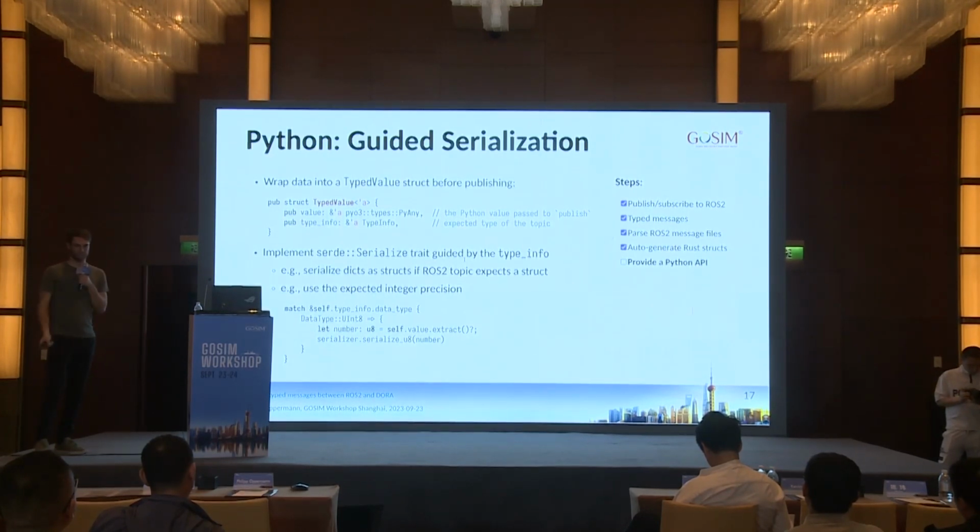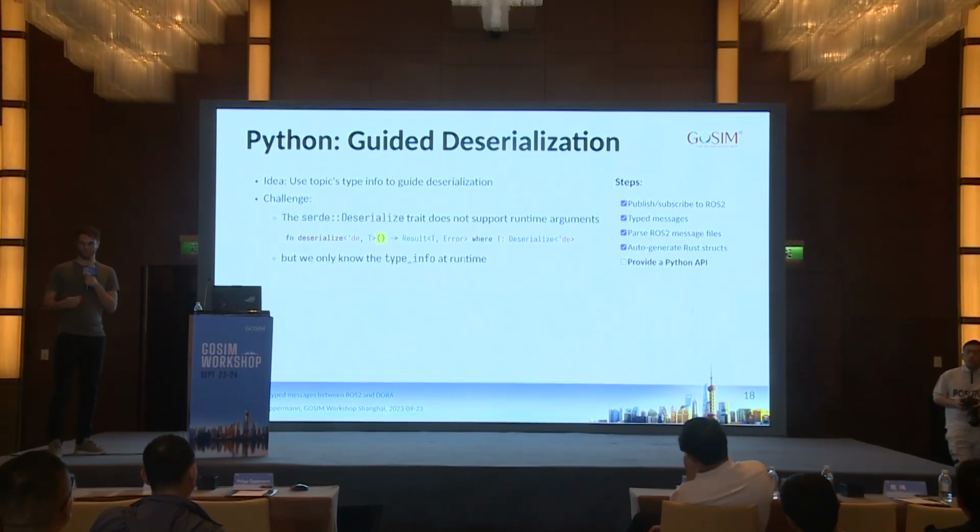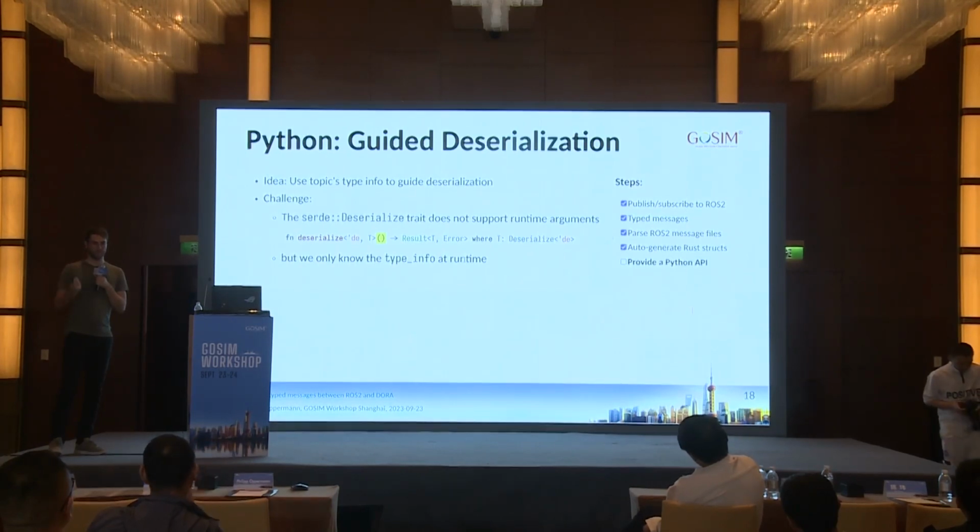Another example is integer precision, because in Python you only have one integer type, but for ROS2 it is important to use the correct precision. So if ROS2 expects an 8-bit integer, then we need to convert the Python type to an 8-bit integer before publishing. For deserialization, it's kind of similar. We want to use this type information for deserialization, so we also require it when creating a topic.